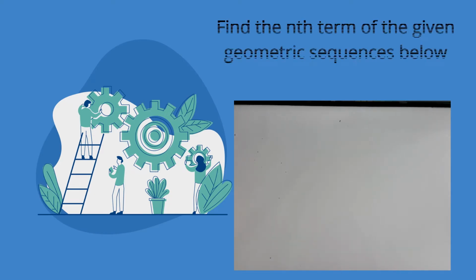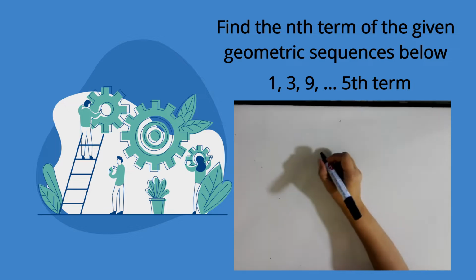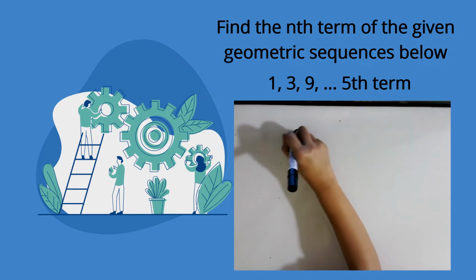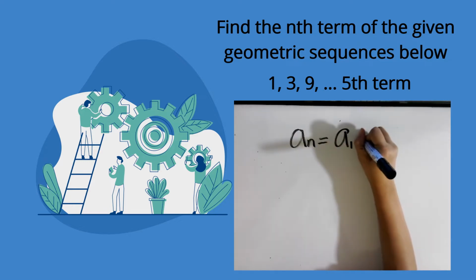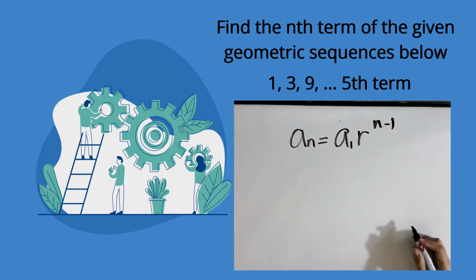First example, find the nth term of the given geometric sequence below. Given 1, 3, 9, find the fifth term. So para makuha natin yung fifth term, una, isulat muna natin ang formula. So the formula is a sub n equals a sub 1 times r raised to n minus 1.